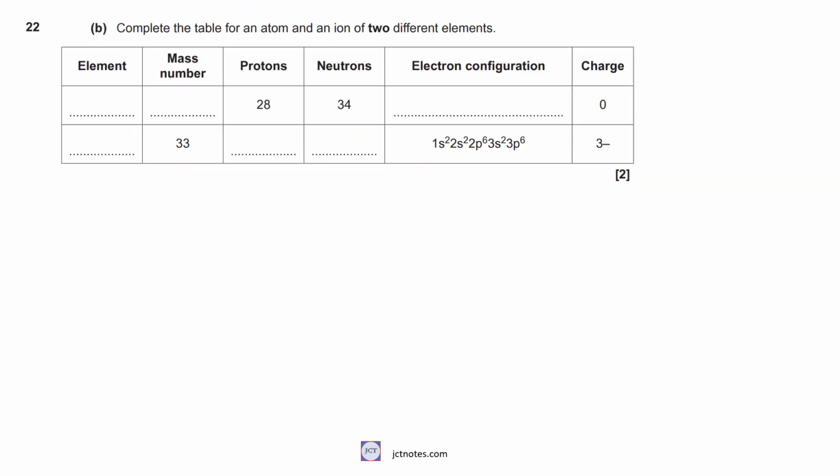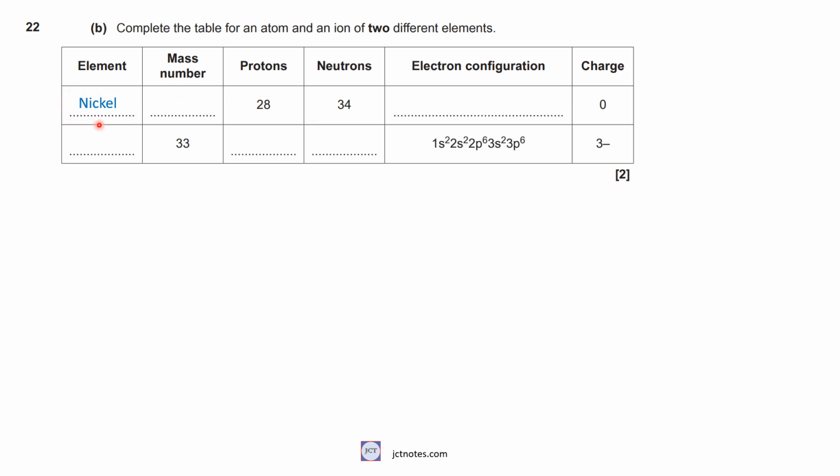In part B of question 22, we are given a table of 2 different elements. We need to complete the table with the symbol or name of element, the mass number, number of protons and neutrons, and the electron configuration. We get a point for each correct row. Starting with the second row, the atomic number, that means the number of protons, is 28. From the periodic table in the data sheet, we can see that it corresponds to an atom of nickel.